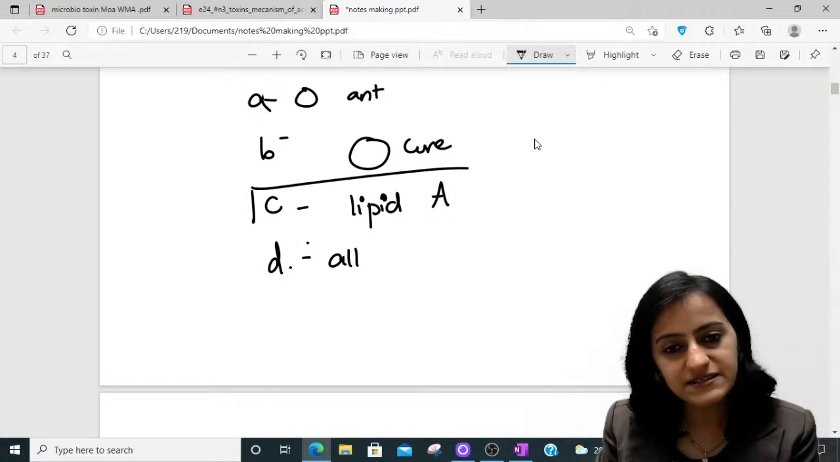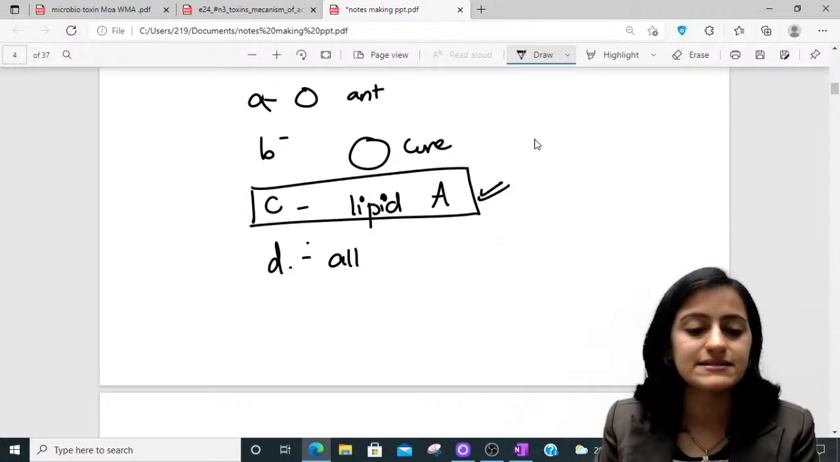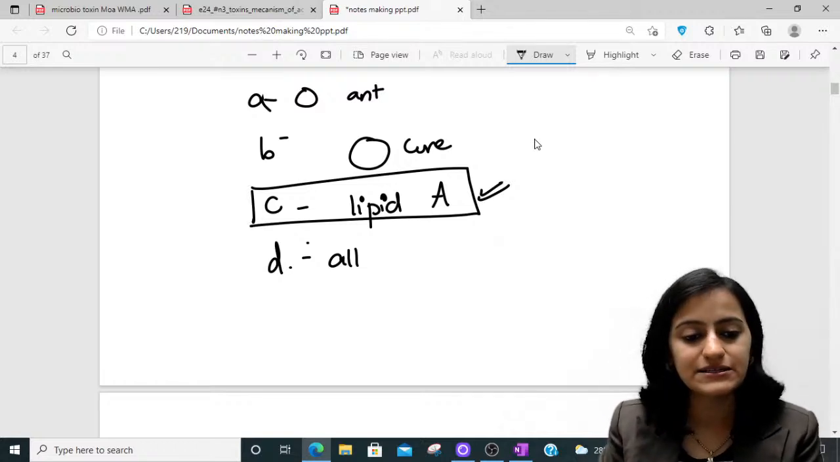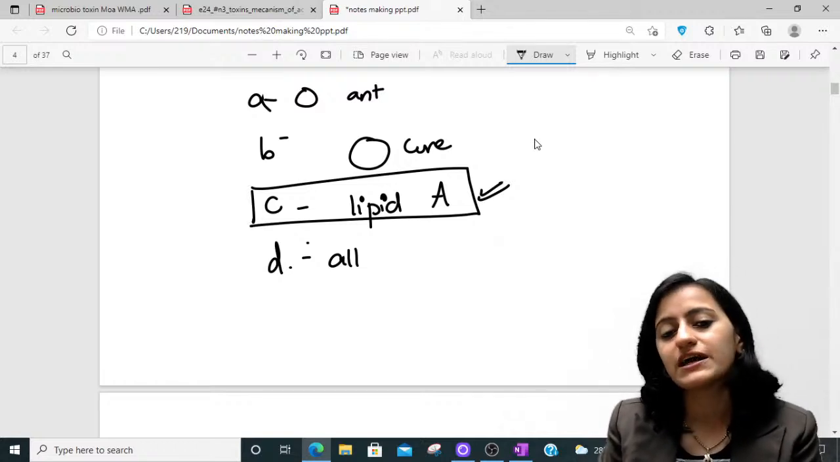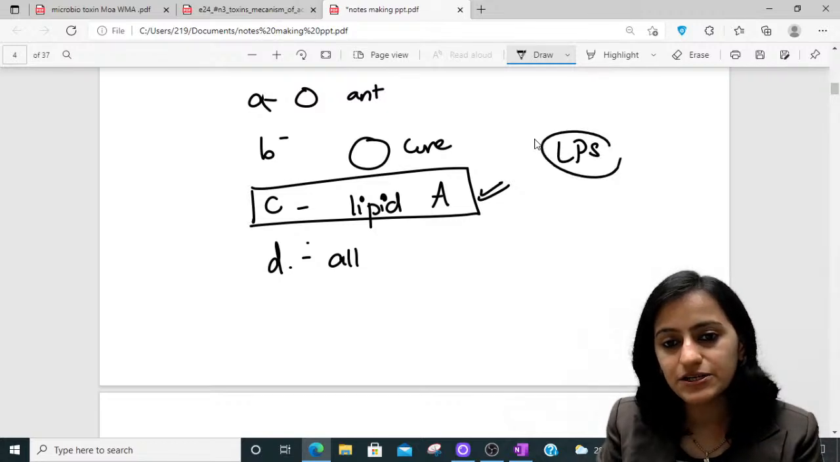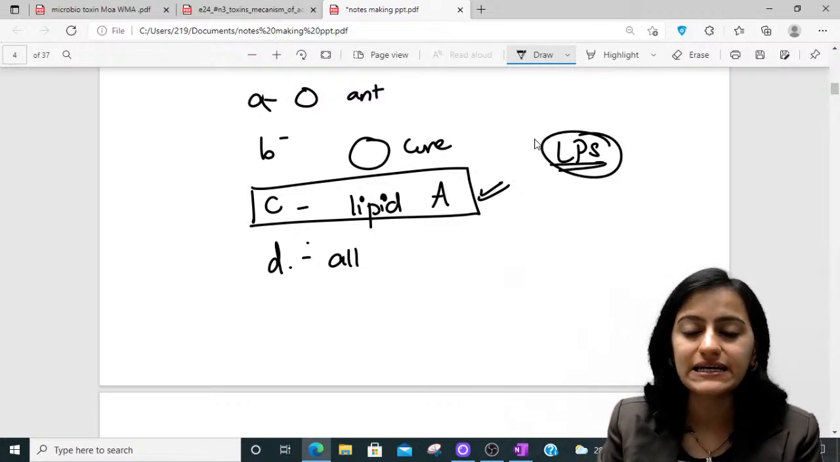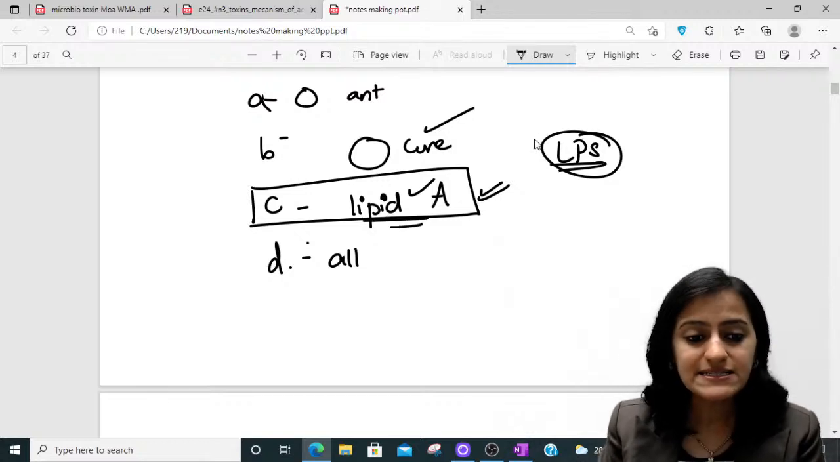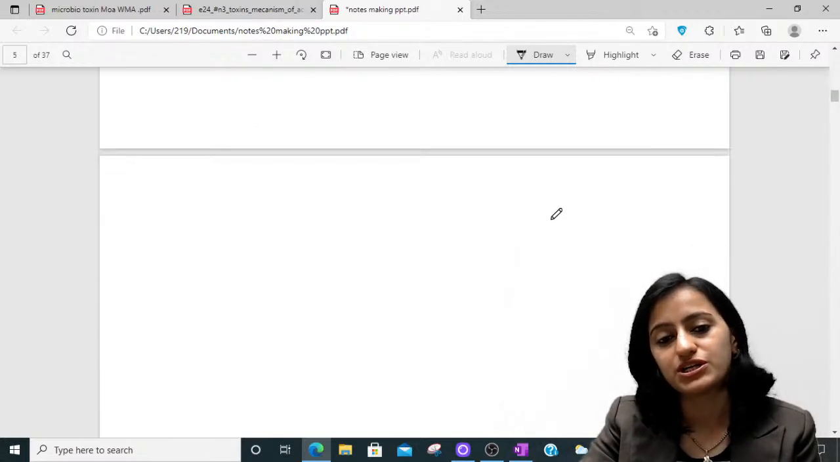Please remember, it is the lipid A. It is the lipid A which is the toxigenic component of the endotoxin. It is basically in your lipopolysaccharide, lipid and polysaccharide both. It's the lipid component which is the toxigenic component.